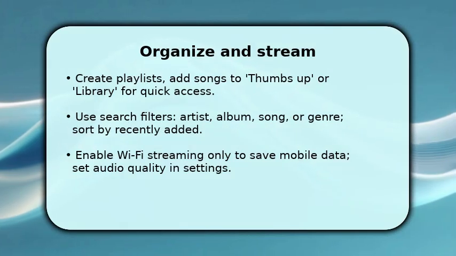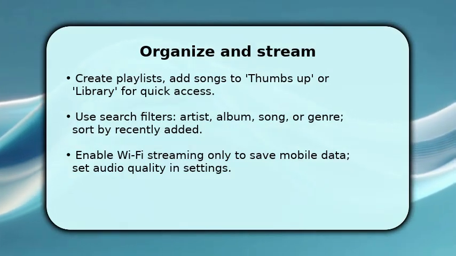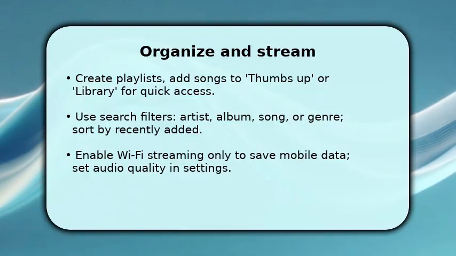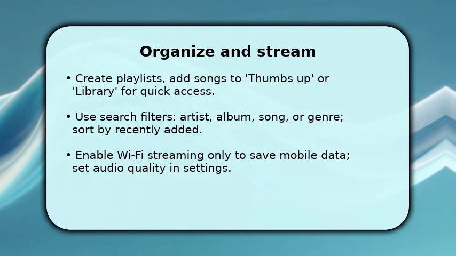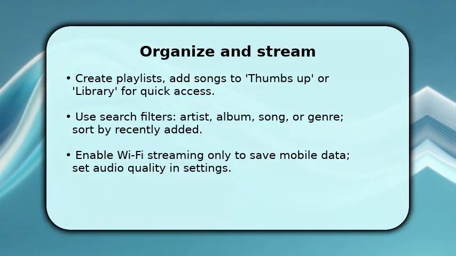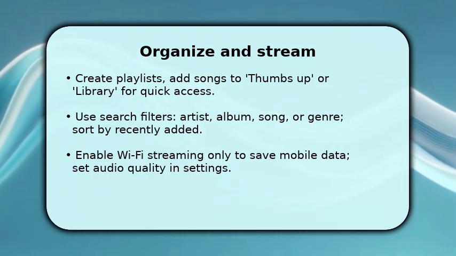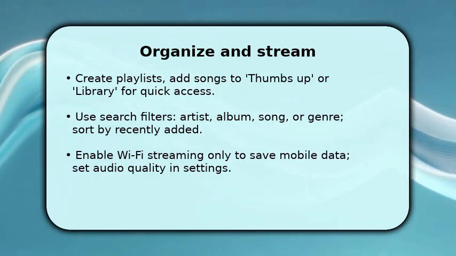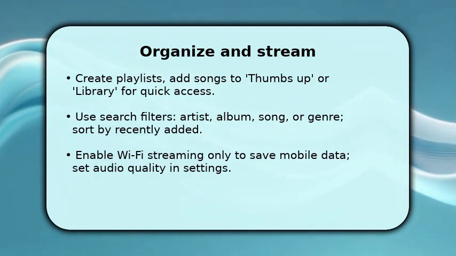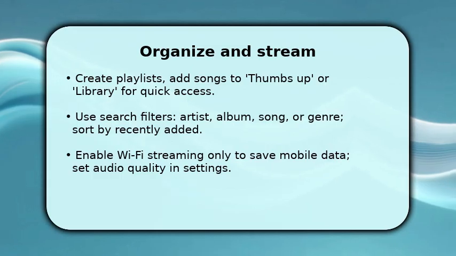Now organize and start playback. Create playlists for mood or activity and add songs to your library so they're easy to find. Once done, use the search and filters to locate artists, albums, or specific tracks quickly. Sorting by recently added helps you surface new uploads.